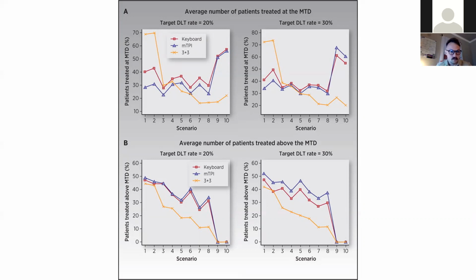But you can see as we go along in those doses, with higher doses being the MTD, 3+3 just doesn't do that great. By the time we hit scenarios 9 and 10, where the 5th dose is our MTD, that's a huge difference, where the keyboard and MTPI are putting more patients at the MTD. With the 3+3, you've had to go through all those different levels, and you're only putting 6 patients at your MTD, which isn't great for our estimation later.